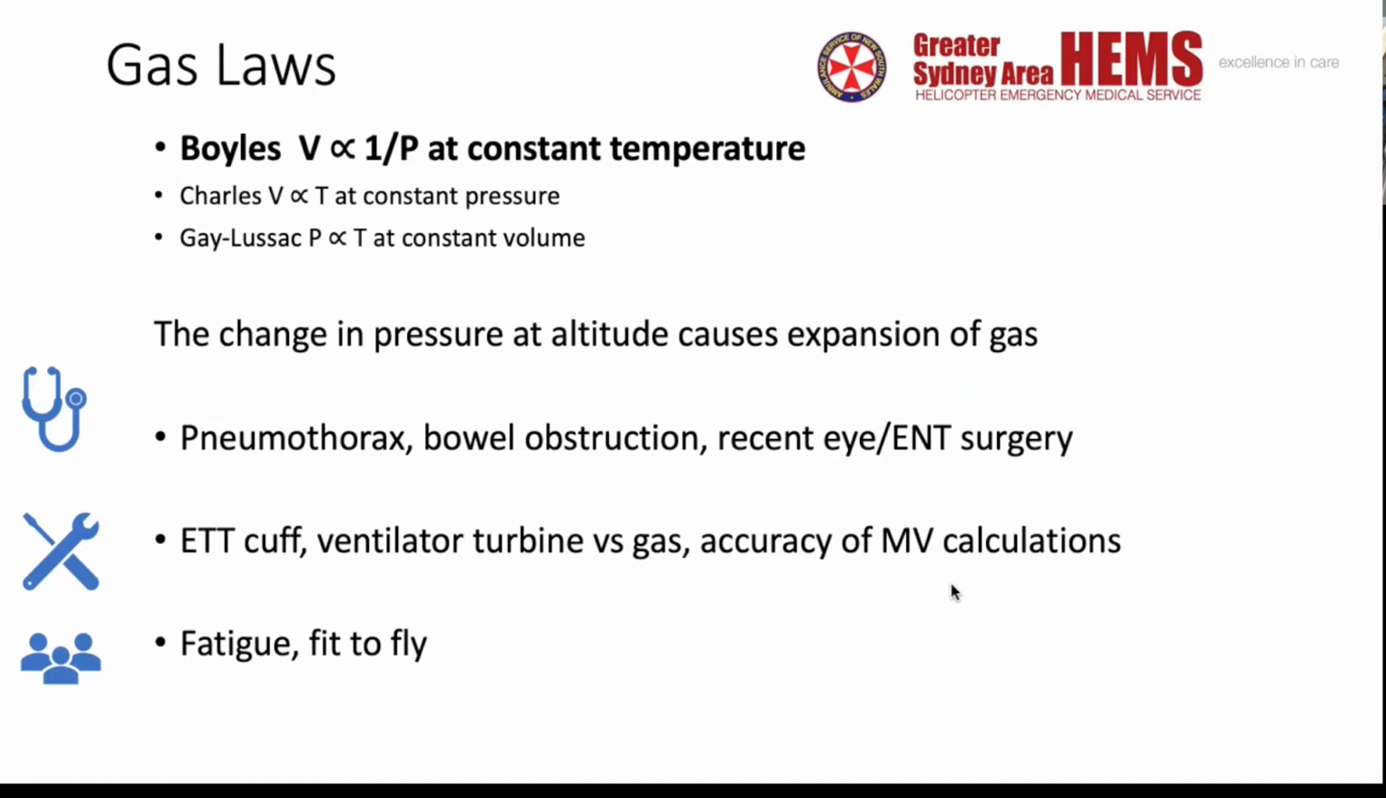Certainly for long distance or longer distance transfers using fixed wing, you'd want to check your ET cuff pressures, thinking about your equipment. You've got the option, ventilators can either be turbine or gas driven, with pros and cons of both. Obviously, if it's a gas-driven ventilator, then you need a supply of pressurized gas in order for that ventilator to work. So the advantage of a turbine-driven ventilator is that you don't necessarily need an oxygen supply to drive it, although you do need a power supply.